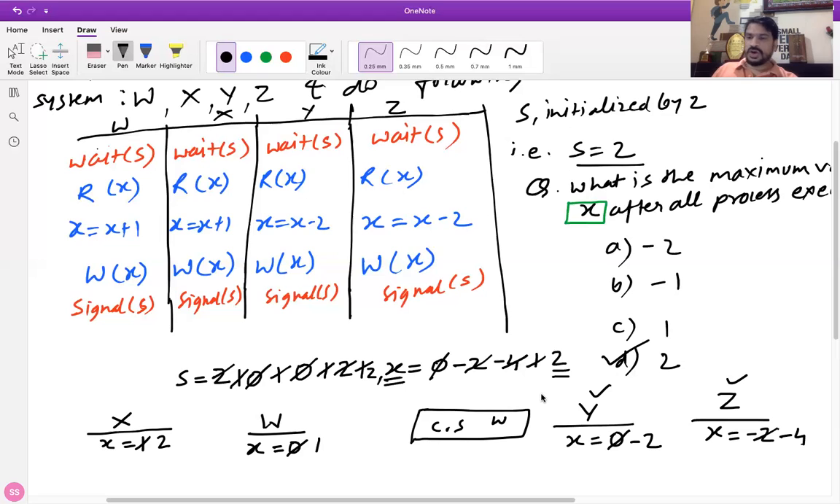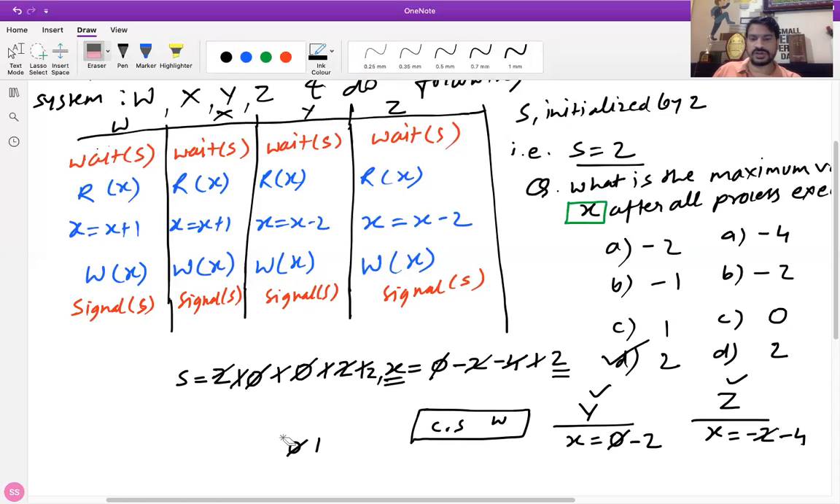Right? Now, there may also be a question like, what is the minimum value of X? Can it be -4, or -2, or 0, or 2? Sorry, what is the minimum value of X? Now, if we have another question like this, then how can we solve it? So if you understood this, you can understand the second one also.